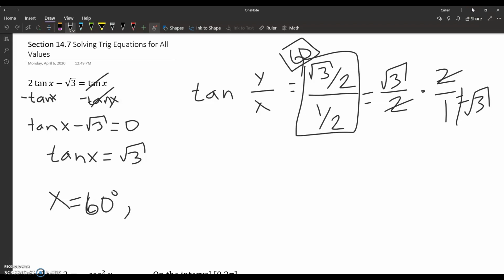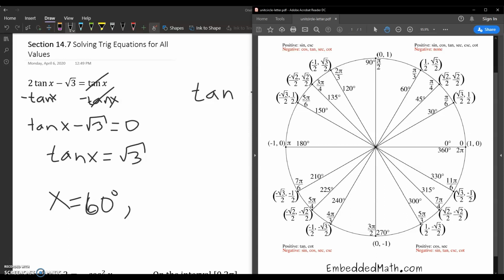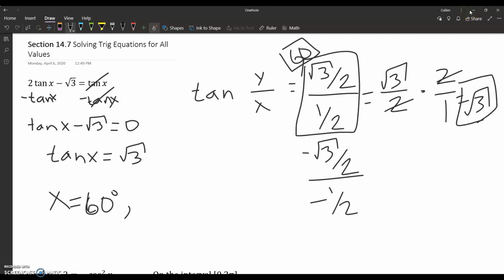Another one that would give you positive square root of 3 is if you had negative root 3 over 2 for y and negative 1/2 for x. So what that means is you can see the other quadrant where tangent is positive, which is in the third quadrant down here. So where does that coordinate happen? And it happens down here at 4 pi over 3 or 240 if you want to deal with degrees. So this happens at 240 degrees also.